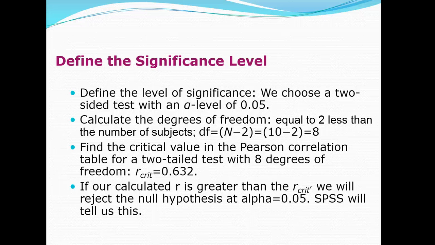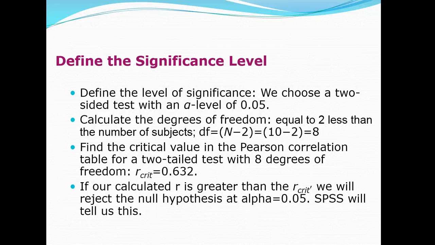And the next one is that we calculate the degrees of freedom, and in correlation it's very simple. Degrees of freedom is just equal to 2 less than the number of subjects. So for our case, we have 10 graduate students. We subtract 2 and our degrees of freedom is 8. So that is the formula for the degrees of freedom for correlation.